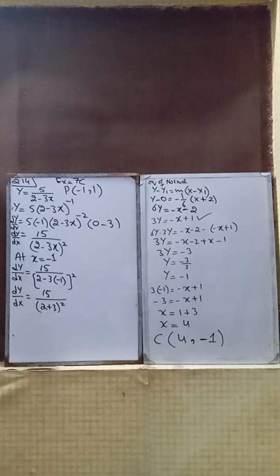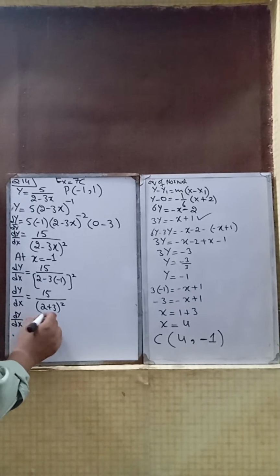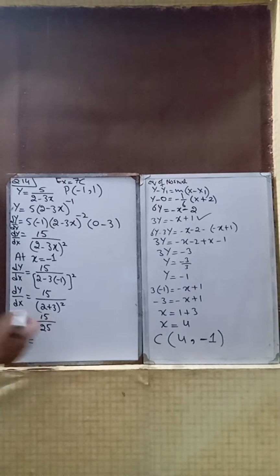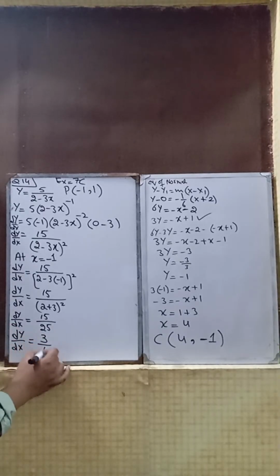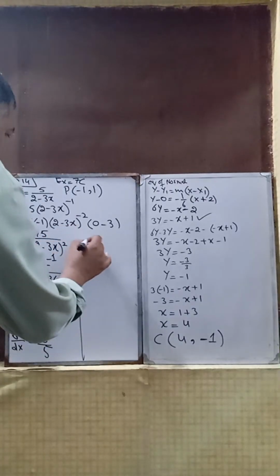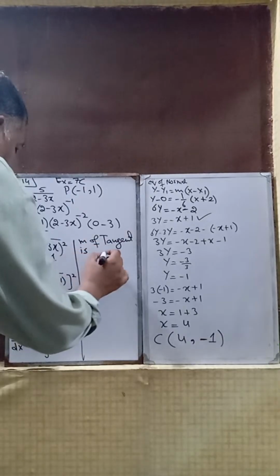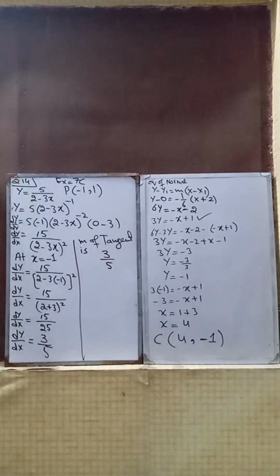So this becomes 5. 5 square is 25. So we will have dy by dx equals 15 divided by 5 square, which is 25. You cancel them, so you will have 5 3s are, 5 5s are. So you see, the gradient of the tangent is 3 by 5. Okay. The gradient of the tangent we just found.